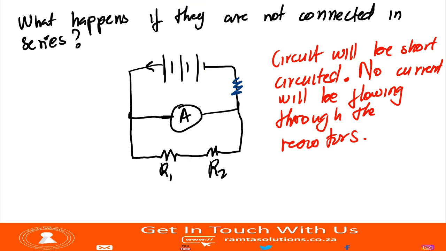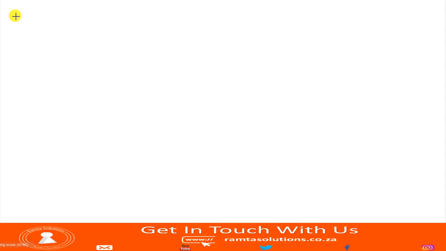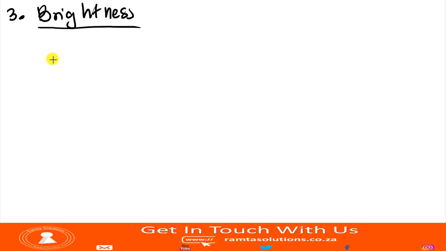Now, I believe we must go to the third point, which is brightness. Now, with brightness, it'll make more sense when you get to grade 11, because you will be doing power calculations. So with brightness, because you are in grade 10, I'm going to explain it using grade 10 knowledge. Okay?